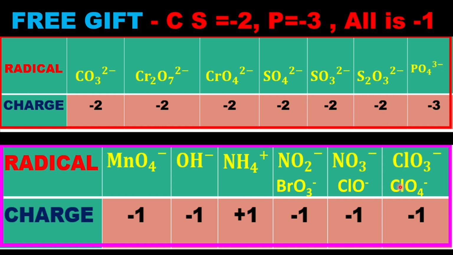Take note, the Cl is not part of the C's that we talked about. All is 1. You assume that all the radicals that we have have a charge of -1. Yes, it really works. It is NH4 plus, which has a charge of +1. So this is my free gift. Now let's move on.